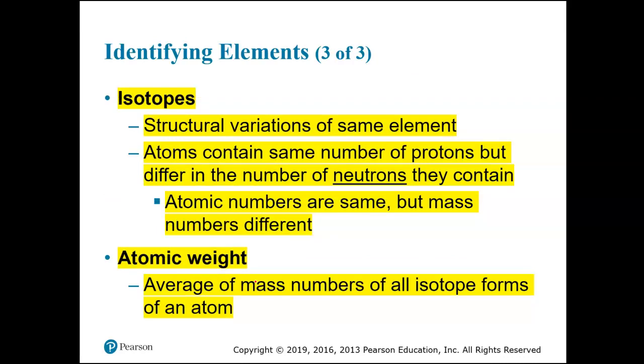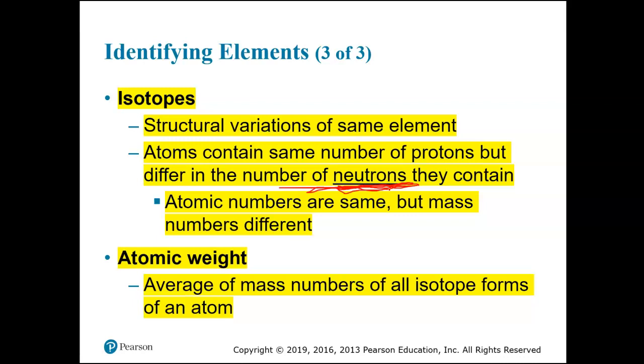Now, we also talk about different variations of atoms called isotopes. The only difference in isotopes is the number of neutrons. So isotopes have the same atomic number, same number of protons. They're just going to have different neutrons, so they'll have different mass numbers.